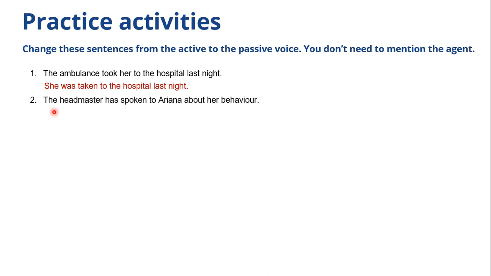Number 2, the headmaster has spoken to Ariana about her behavior. Has spoken to. What is the subject here? The headmaster. Has spoken is the predicate. This is in present perfect. So what is the passive? Can you guess it now? Yes, it is. Ariana has been spoken to about her behavior.